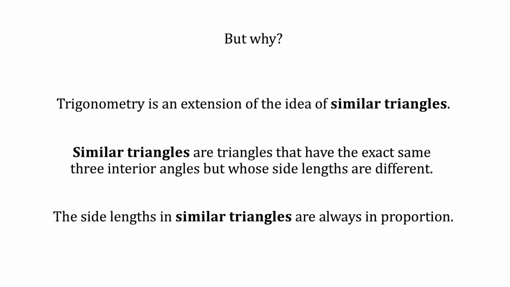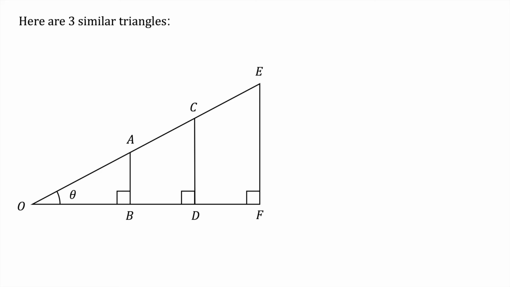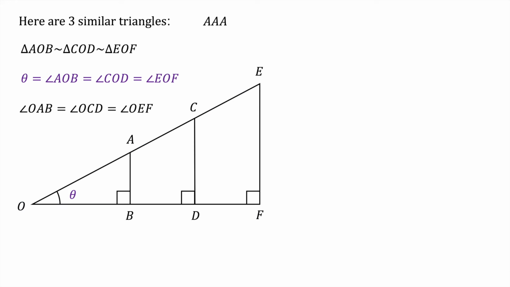the three trigonometric ratios. Here are three similar triangles: triangle AOB, triangle COD, and triangle EOF. All three right-angled triangles are similar because they all have a right angle at B, D, and F, the common angle theta at O, and the same angle at A, C, and E. This is known as the AAA similarity theorem, where the three A's refer to the three angles.